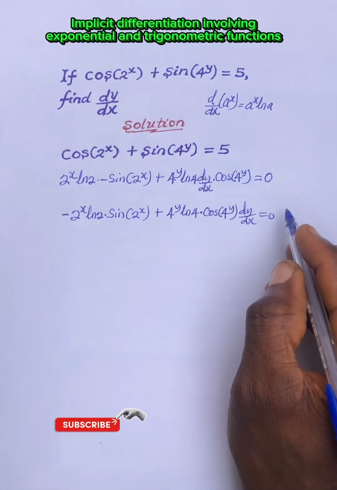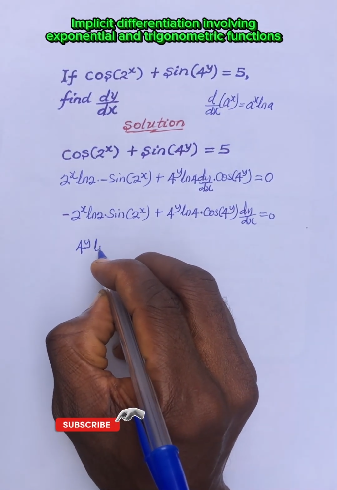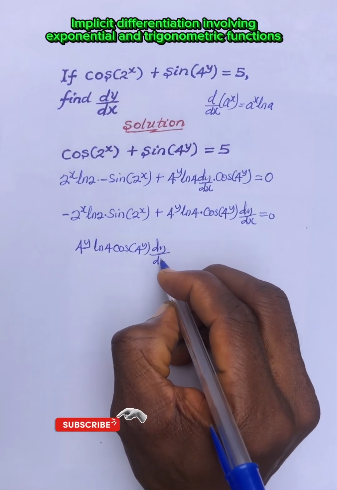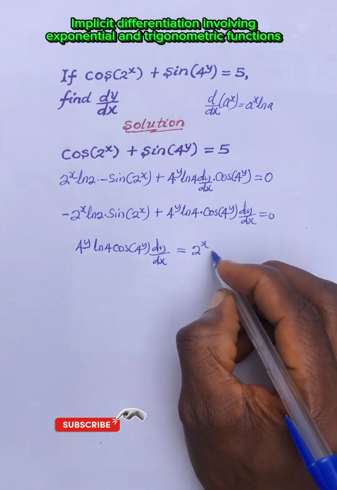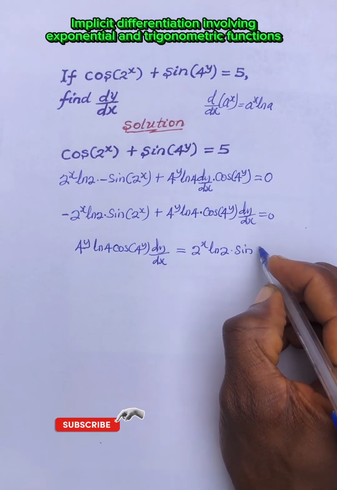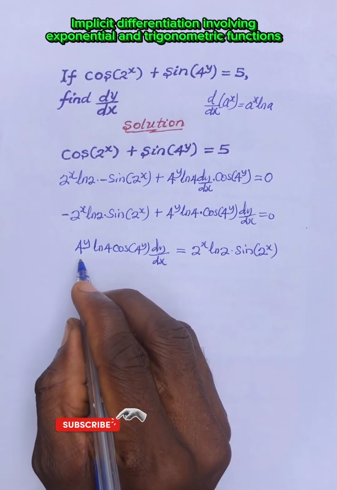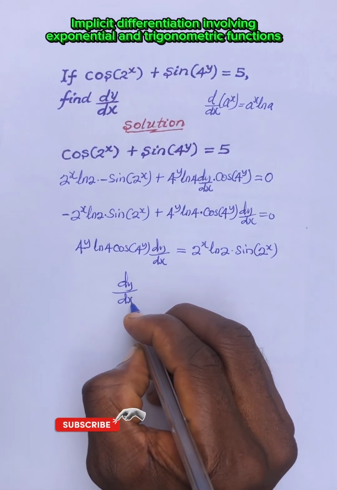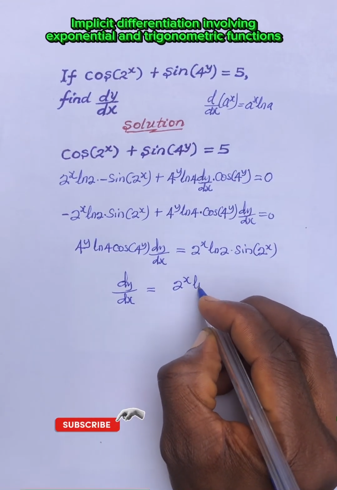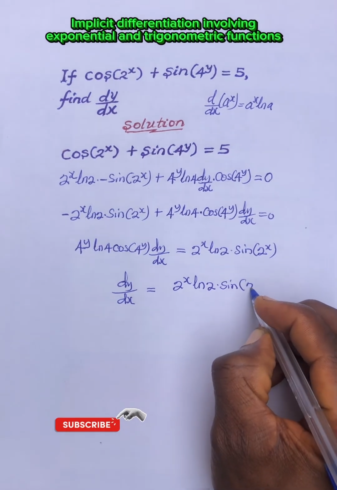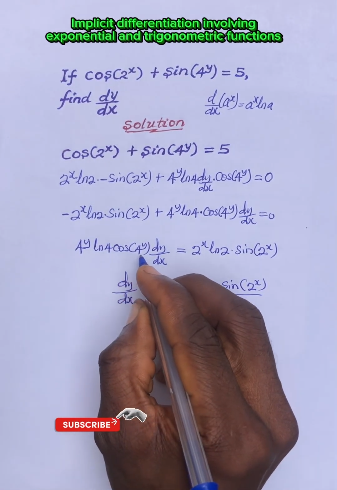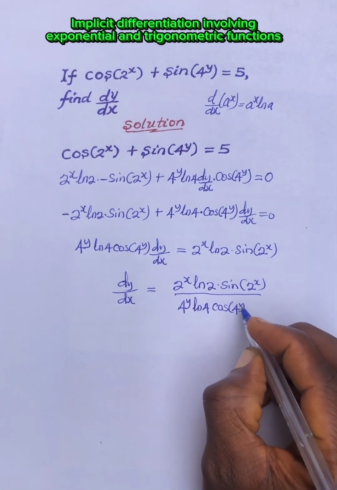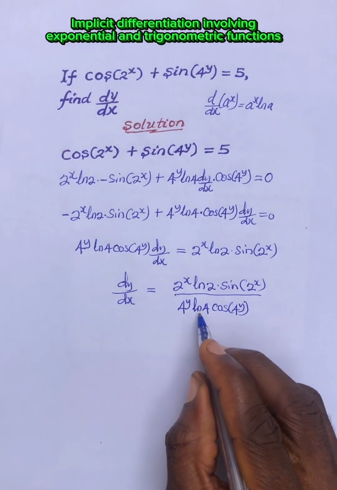Now we're going to transfer this to the right hand side of the equation. We have 4^y ln 4 cos(4^y) dy/dx equal to 2^x ln 2 times sin(2^x), so that we divide through by this, leaving dy/dx the subject on the left hand side. dy/dx equal to 2^x ln 2 times sin(2^x) all over the whole of this, 4^y ln 4 cos(4^y).